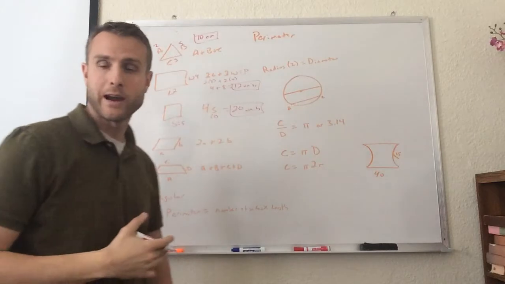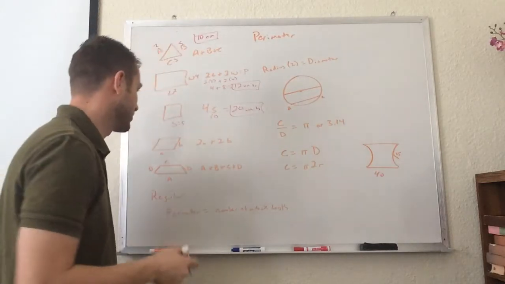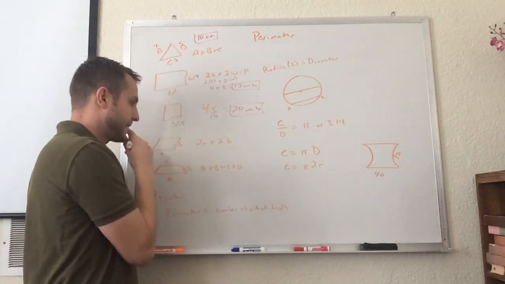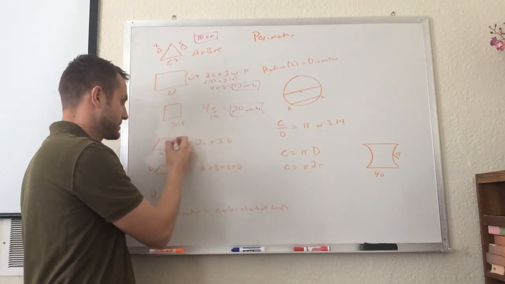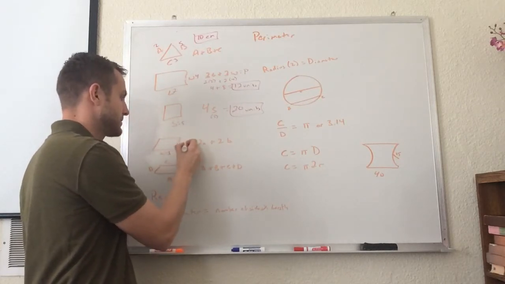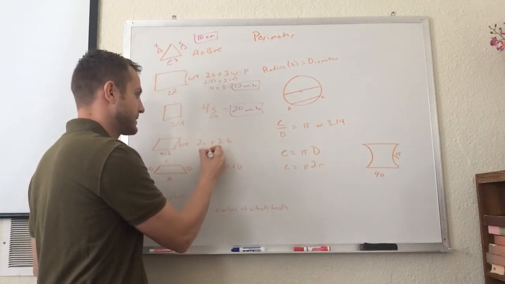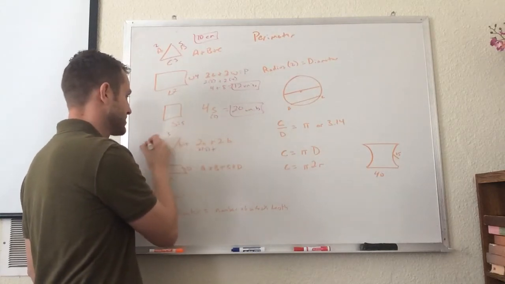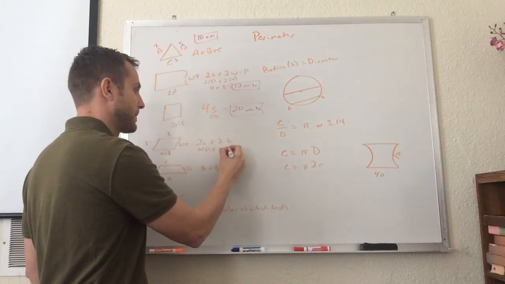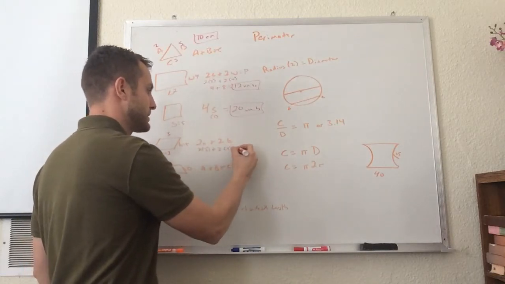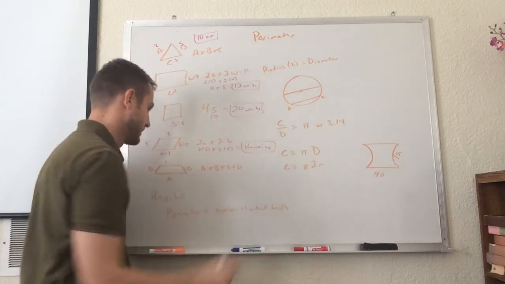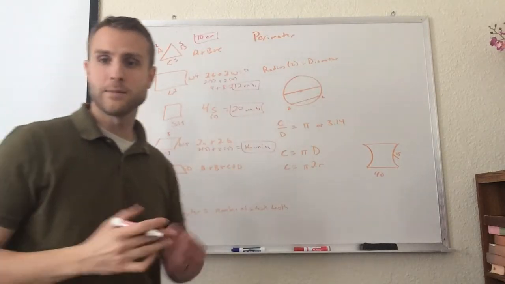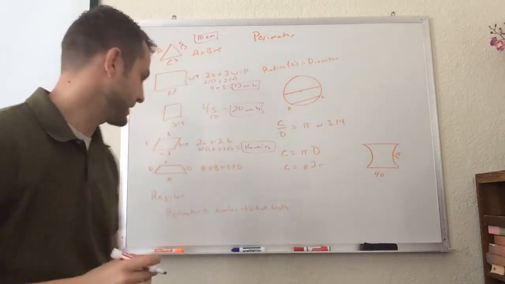If I have a parallelogram, it's just like a rectangle. If I know one of the sides and one of the lengths, so this is 3 and this is 5, I just multiply times 2, since this is also going to be 3 and also going to be 5. 2 times 3 is 6, plus 10 is 16 units. If I have a trapezoid, it's the same as a triangle. I just have to add up all the sides.